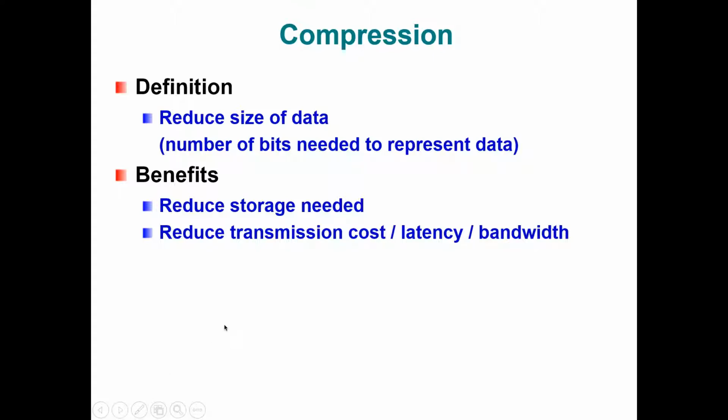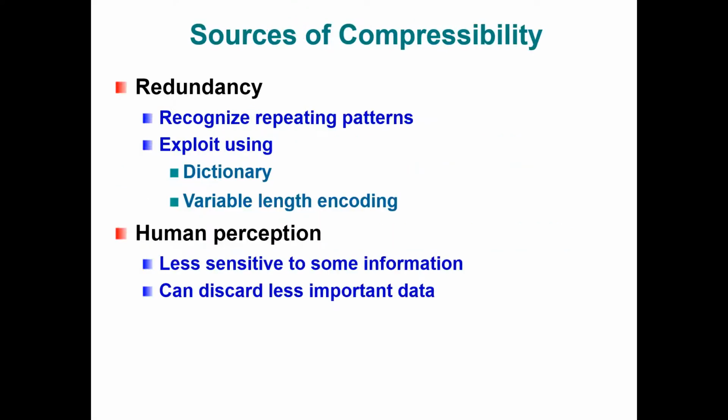So what does compression mean? Compression is the reduction of the size of data, and its benefits are reduced storage needed, and the cost of transmission and latency also reduce. Sources of compressibility: there are two sources of compressibility, redundancy and human perception. Redundancy is basically finding repeating patterns, and human perception means we are able to discard less important data so as to save space.